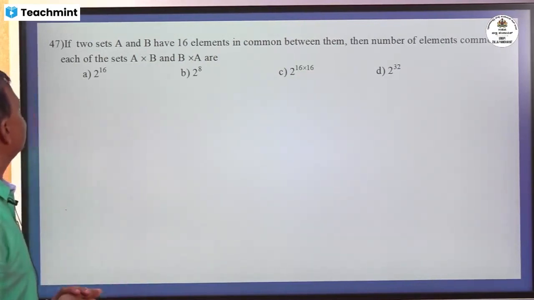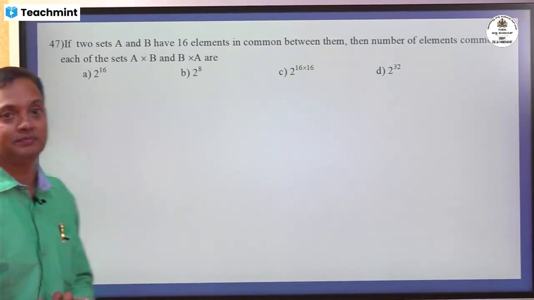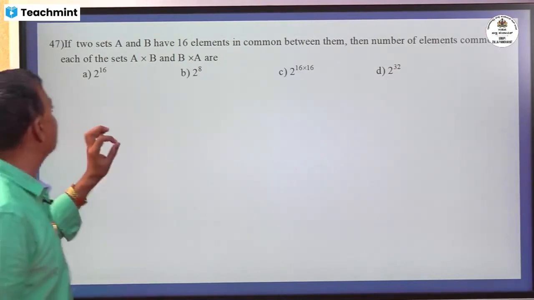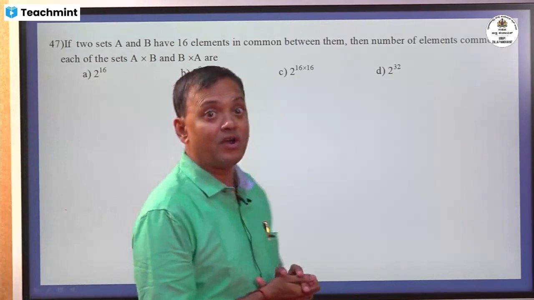If two sets A and B have 16 elements in common between them, the number of elements common to each of the sets A cross B and B cross A.